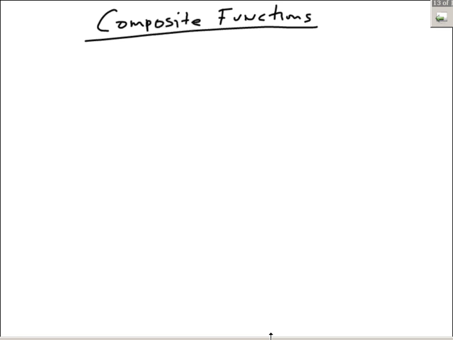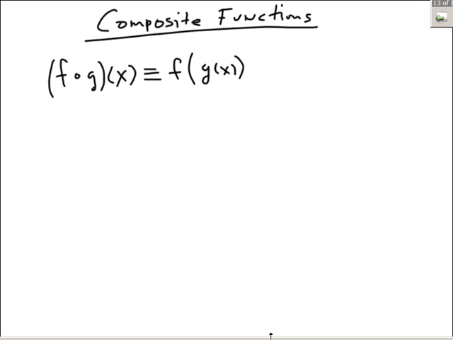Okay. Now we have another type of function that can be combined. They're called composite functions. If instead of a dot you have a circle, f circle g of x, this is defined to be f of g of x.